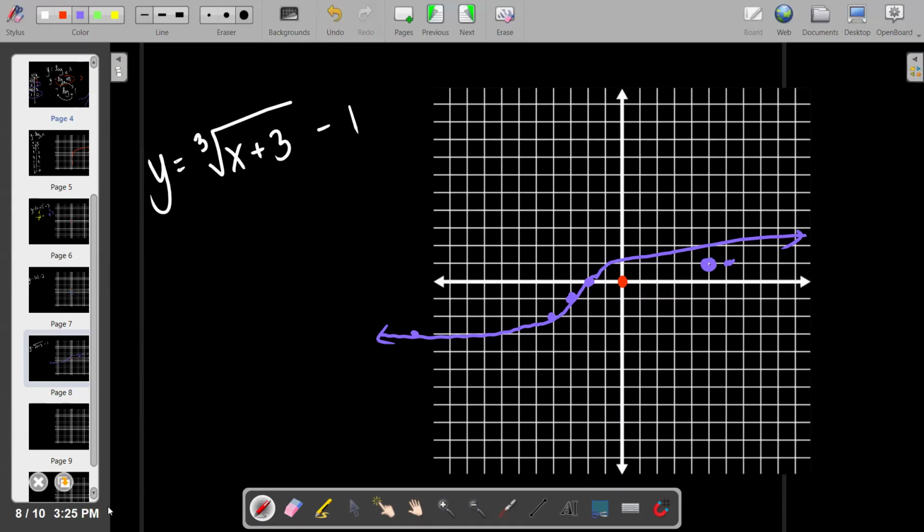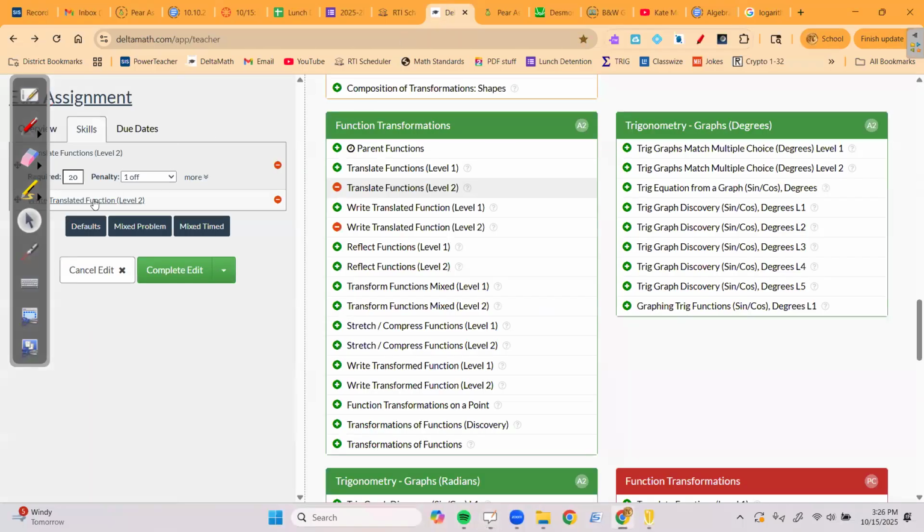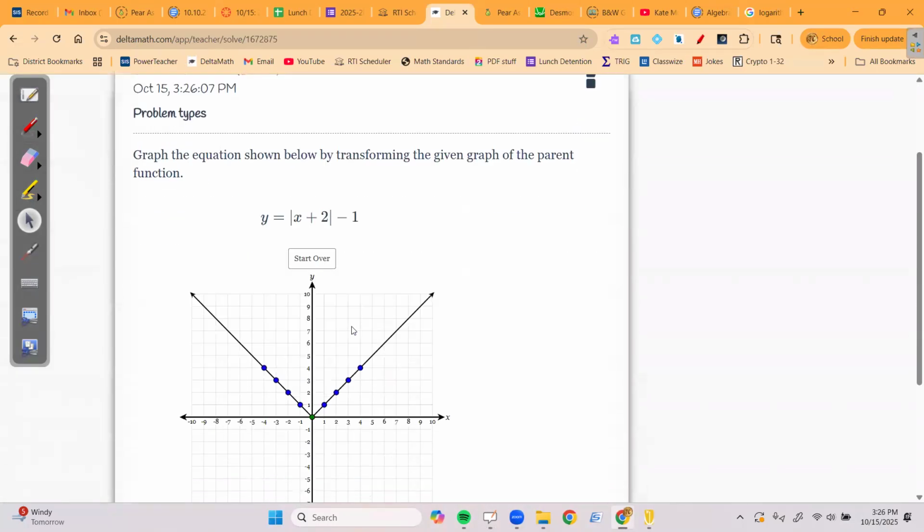So here we go. Let's take a look at the old Delta Math before I shut up, so you can see what you're up against here. Oh, and by the way, there's also some where you have to write the equation given the function. I kind of forgot to mention that.